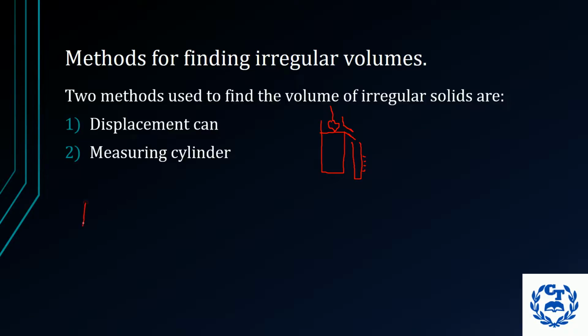The next method that you can use is the measuring cylinder method. What you would do is take a measuring cylinder and fill it with a sufficient amount of water so that when an irregular shaped object is placed inside of it, it will be able to submerge easily. Once you do that, all you have to do is record the initial volume, and then you simply submerge it and record the final volume. The volume of the irregular shaped object will just simply be the final volume minus the initial volume.